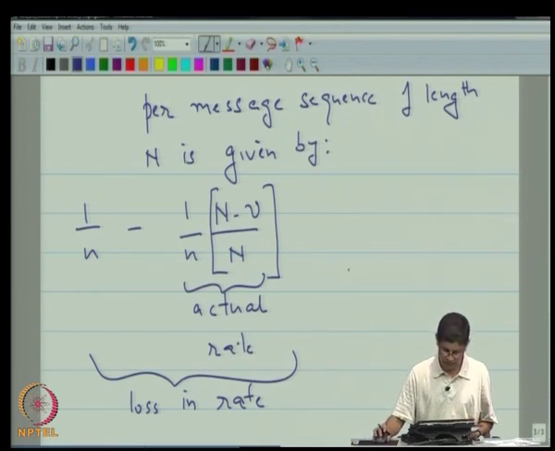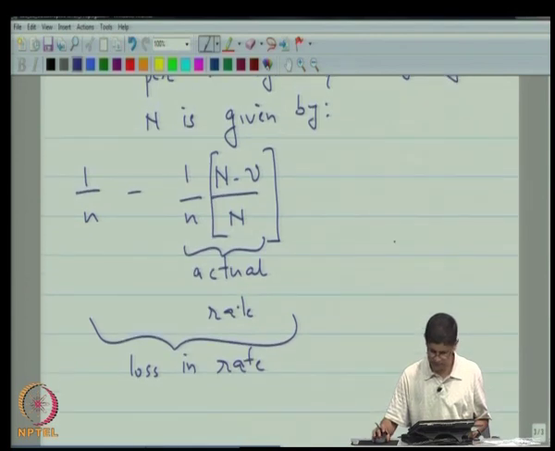As you can see, the loss in rate is negligible if n, capital N, is large.